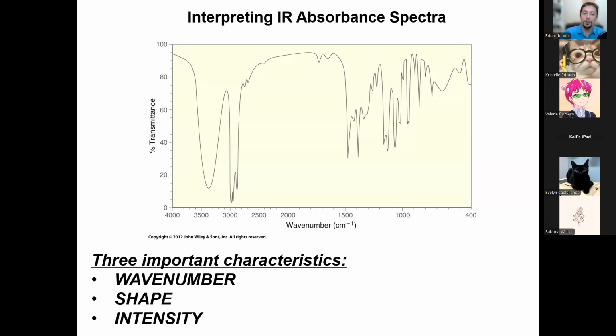So what we do is we look for three things. We look for the wave number, where on the x-axis is the peak located, right? When you start talking to me about peaks, I want you to give me numbers. Tell me, for example, if you were gonna reference this peak right here, what would you say? Where is it located on the x-axis?